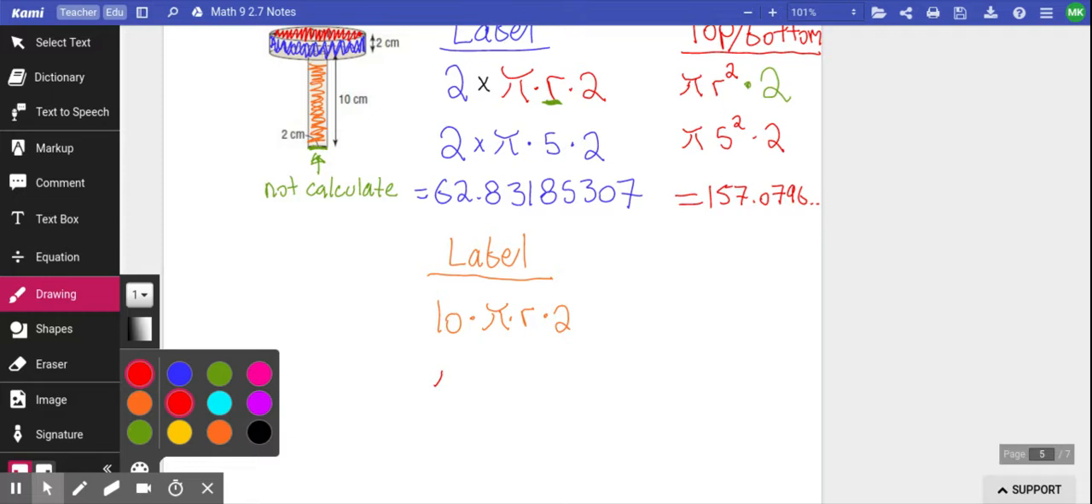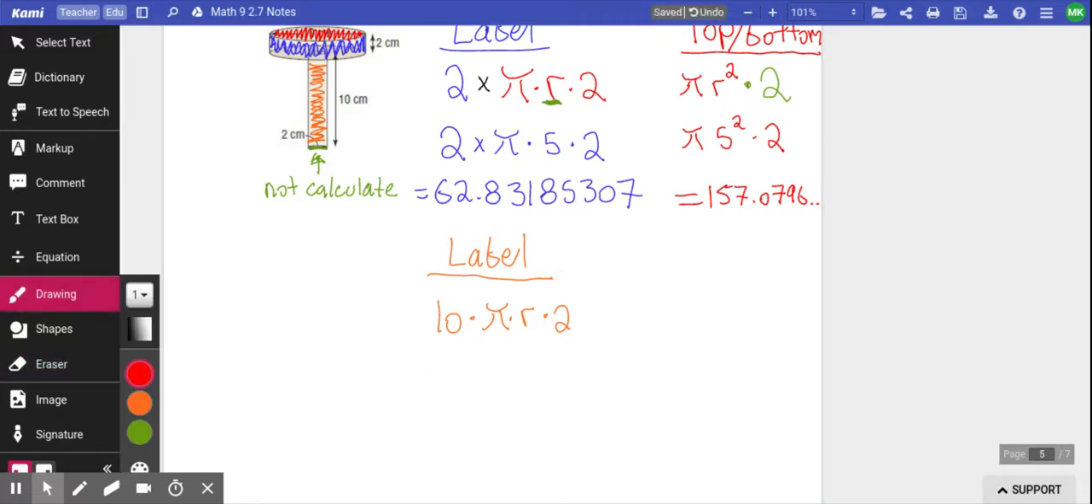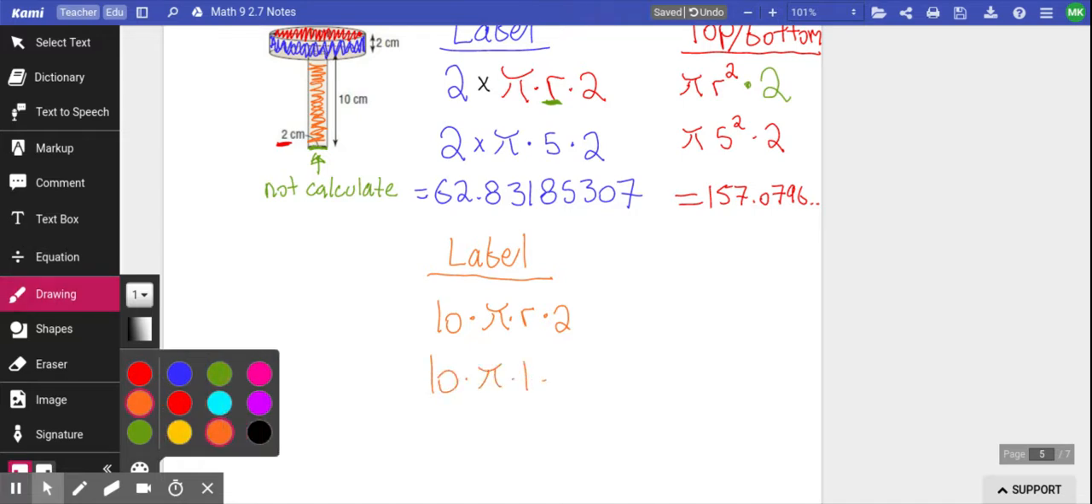For us, the radius of that guy is 1. I've covered it up, so it's hard to see, but it tells you that it's 2 right here. So the diameter is 2. That means the radius is half that, which is 1. We'd have 10 times pi times 1 times 2. You throw that in your calculator, and the area of that round part, 62.83. It's the exact same. 5307. Which is kind of cool.